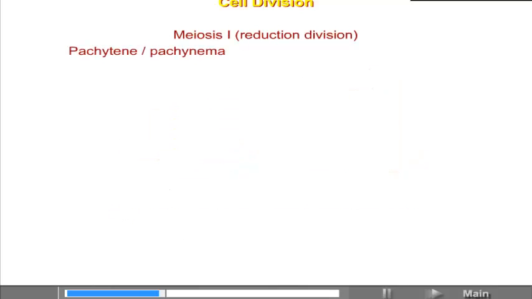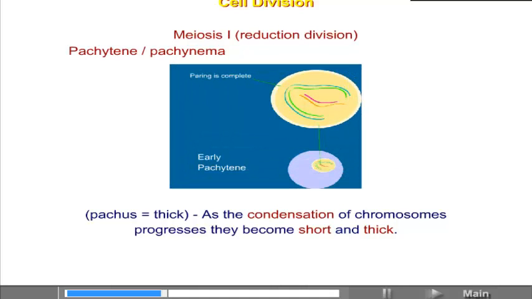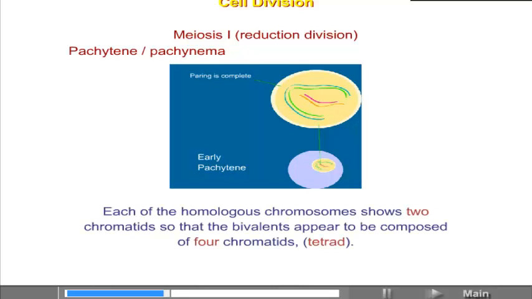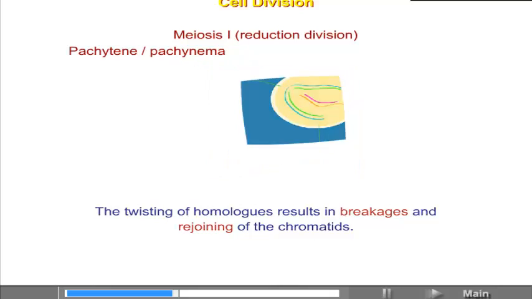Pachytene or pachynema. Pachus means thick. As the condensation of chromosomes progresses, they become short and thick. Each of the homologous chromosomes shows 2 chromatids, so that the bivalents appear to be composed of 4 chromatids, that is, a tetrad. The twisting of homologs results in breakages and rejoining of the chromatids.